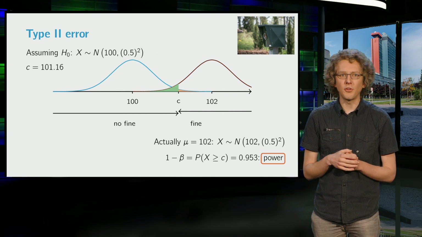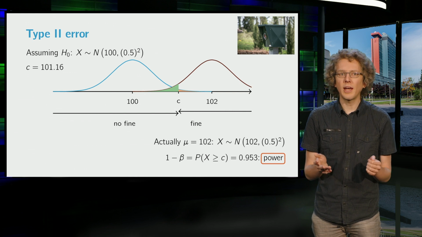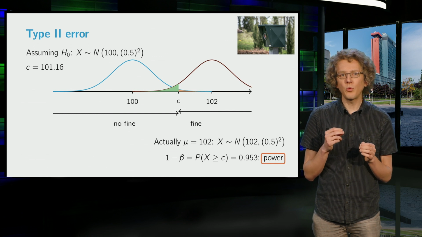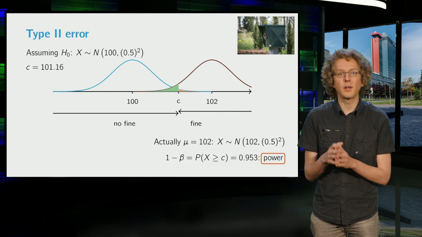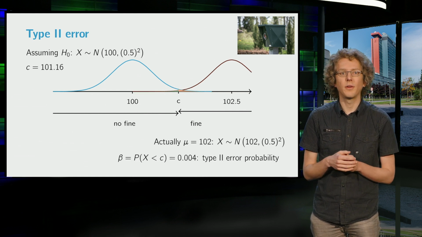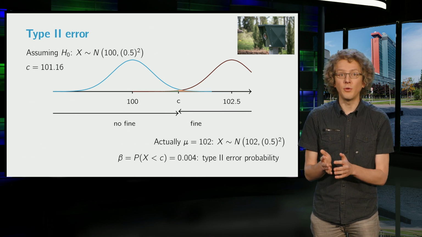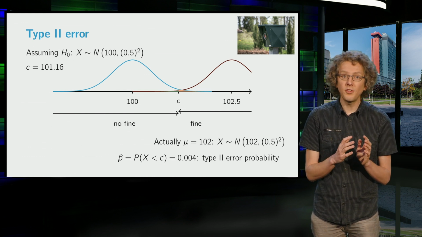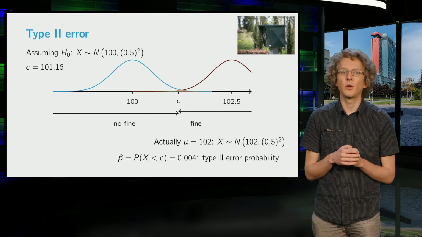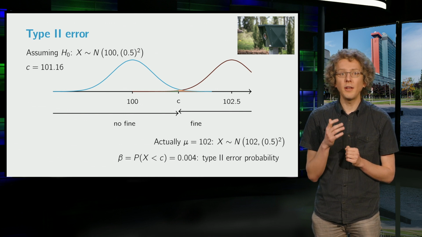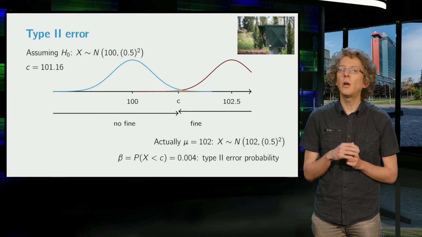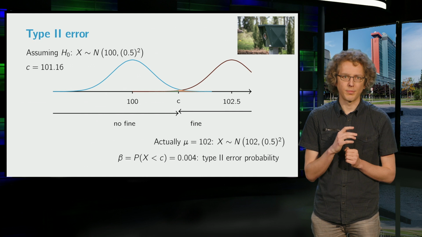Alright, let's play with these graphs for a bit. Without doing any computations, what will happen to the type 2 error probability if someone drives at 102.5 km per hour? Well, this probability will decrease. The first curve and the value of c remain the same, but the second one shifts to the right, so that the area to the left of c decreases. Feel free to check the math. You should find beta equals 0.004 now.